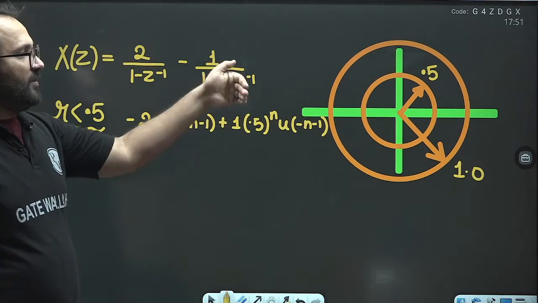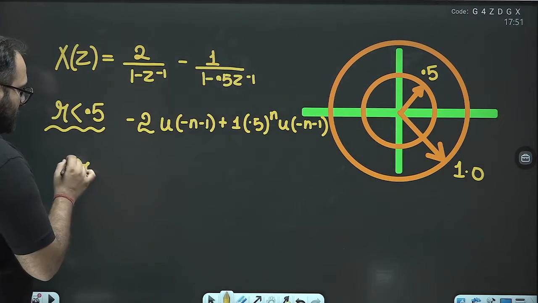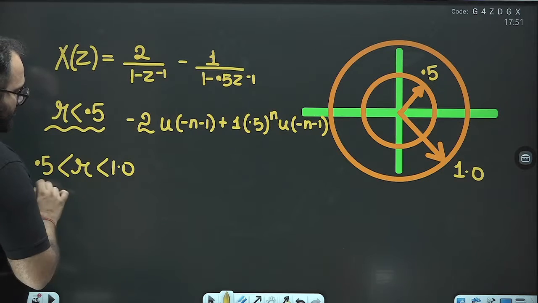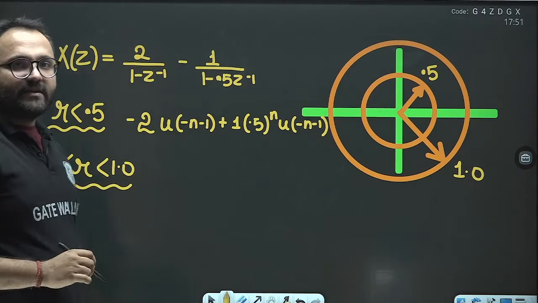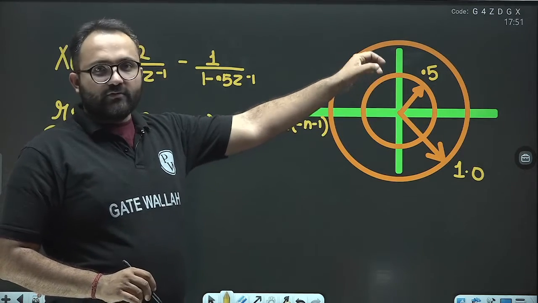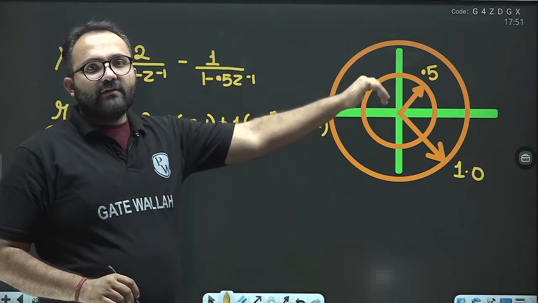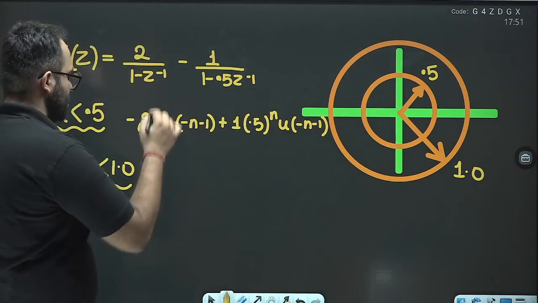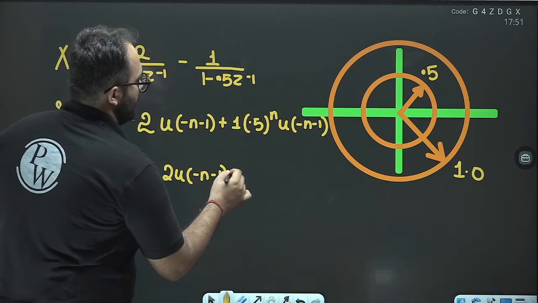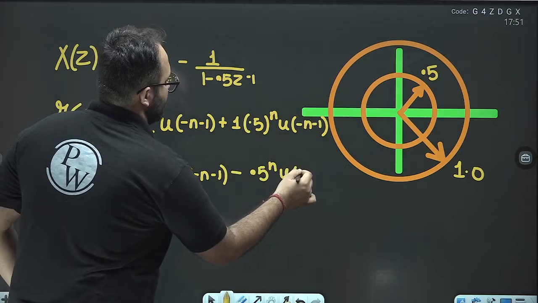Second region is 0.5 to 1. So here we can see that this region is between 0.5 and 1. So outside 0.5, so 0.5 will give us right sided and 1 will give us left sided. So 1 is still left sided, but 0.5 is right sided.